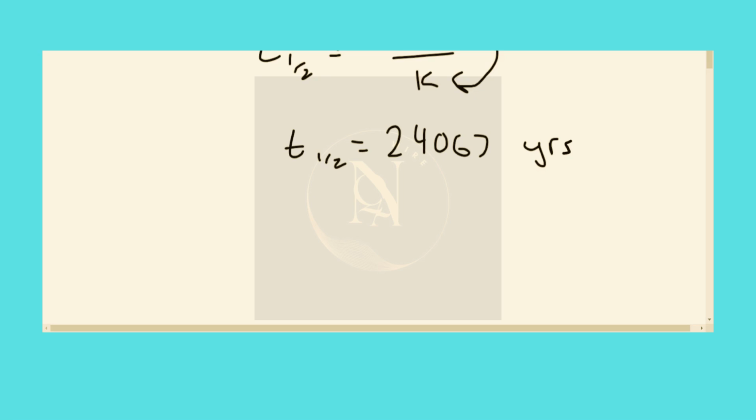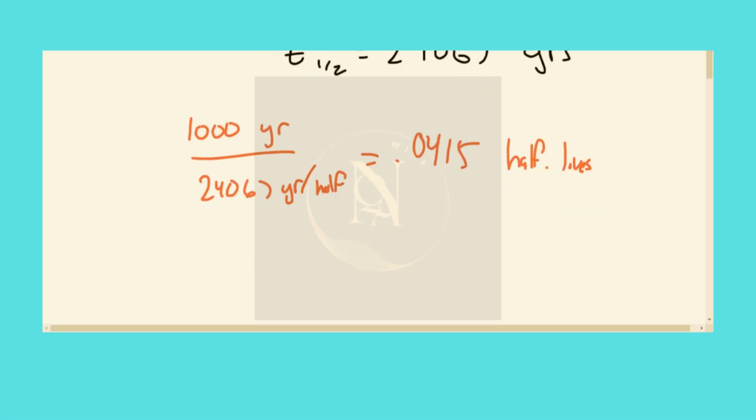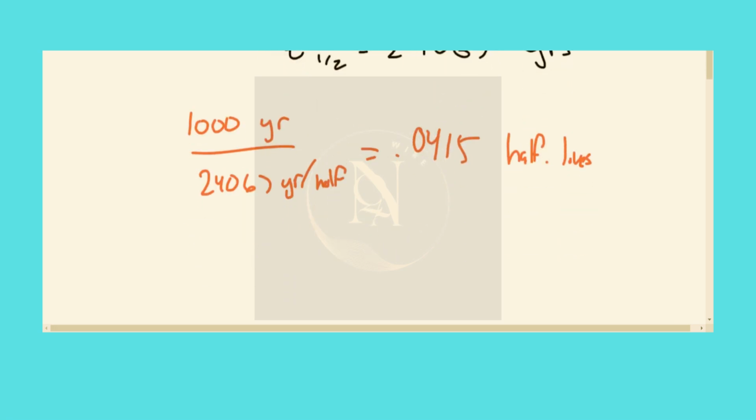And so for this first one, we have 1,000 years over 24067 years per half-life, which is going to tell us that 0.0415 half-lives have passed. And so what we do from here, in order to get the fraction that is available at that time, after that many half-lives, is we take 0.5 to the power of the number of half-lives.